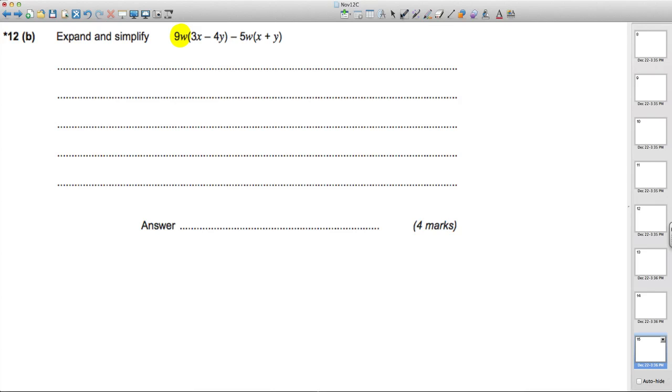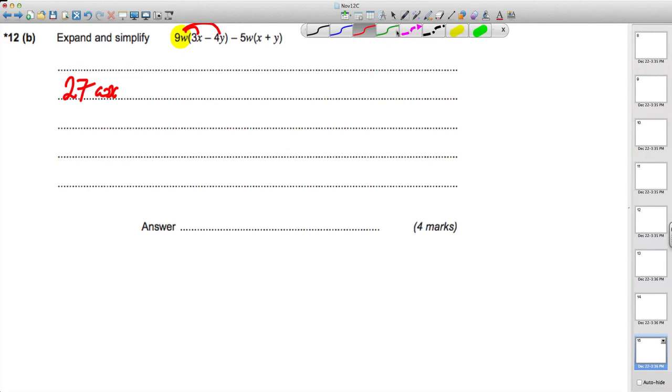So we've got 9w. We're going to do 9w times 3x. 9 times 3 is 27. W times x is just wx. Okay. Then 9w multiplied by negative 4y. Well, that would be a positive times a negative, which is negative. 9 times 4 is 36, and w times y you get wy.